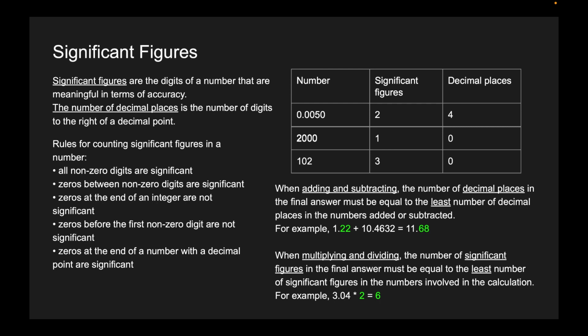When multiplying and dividing, the number of significant figures in the final answer must be equal to the least number of significant figures in the numbers involved in the calculation. For example, 3.04 multiplied by 2 equals 6. As the least number of significant figures in this calculation is 1, the final answer also has only one significant figure.